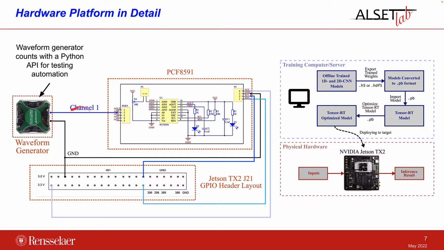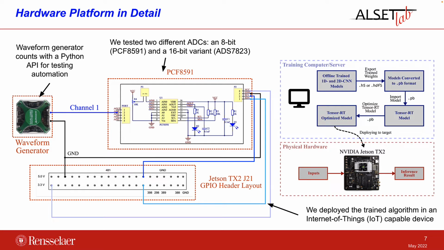Then the analog signal generated by this device needs to be transmitted to the NVIDIA Jetson, but the NVIDIA Jetson has digital inputs. So we need to convert this analog signal to a digital representation, and we do that through an ADC. So we tested two different ADCs, an 8-bit and a 16-bit variant. We will see the impact on performance of the ADC resolution later. And finally, the offline trained model was deployed on a Jetson device that carries out the inference as shown here.